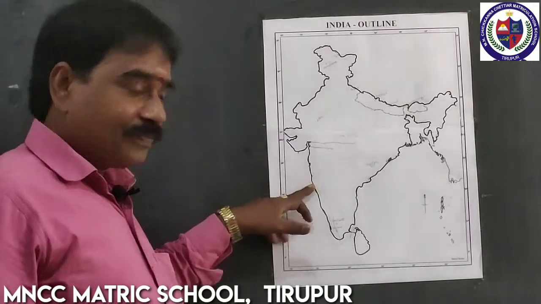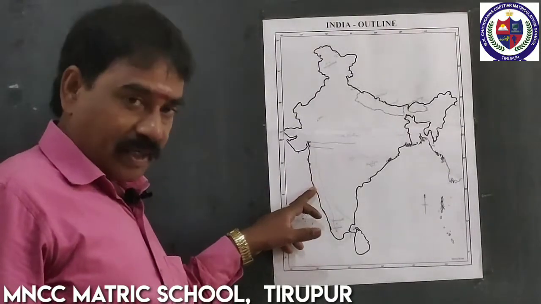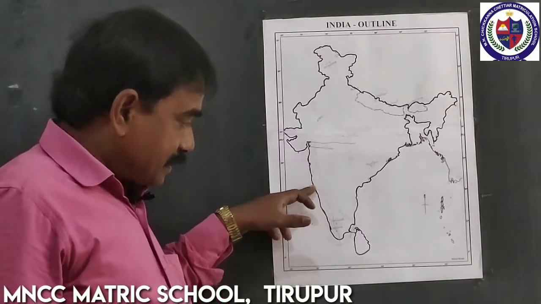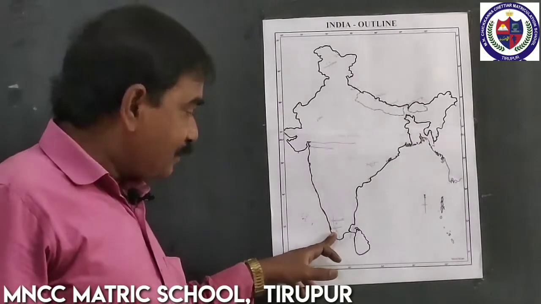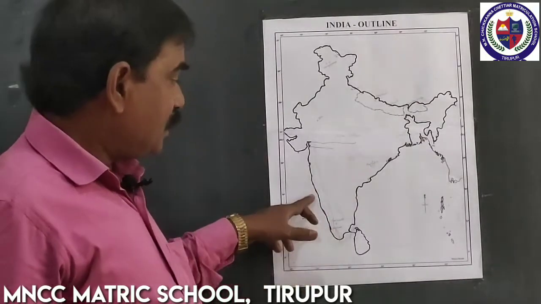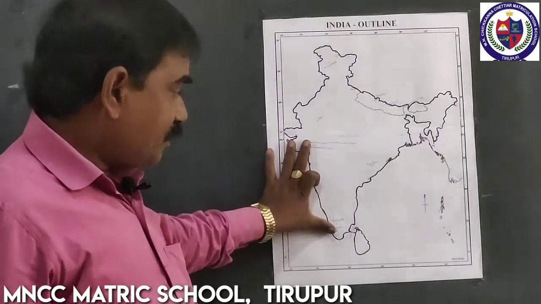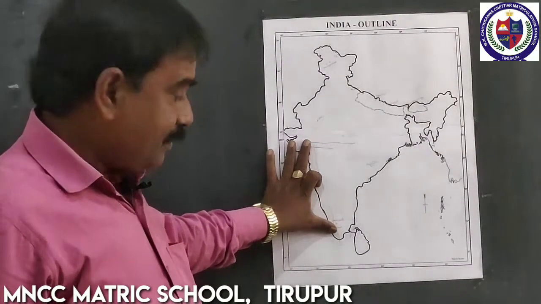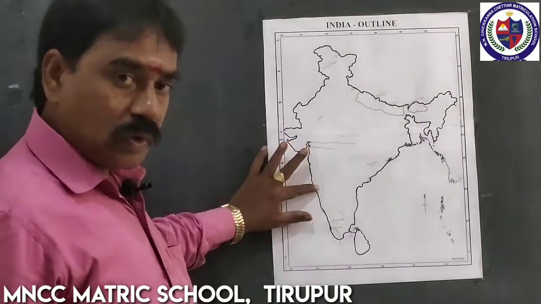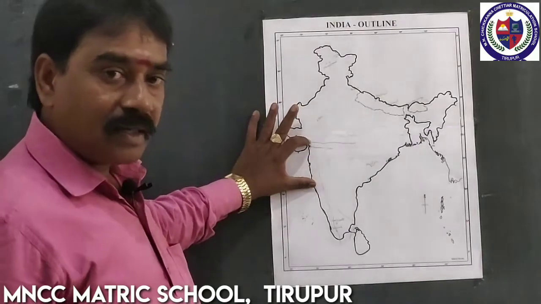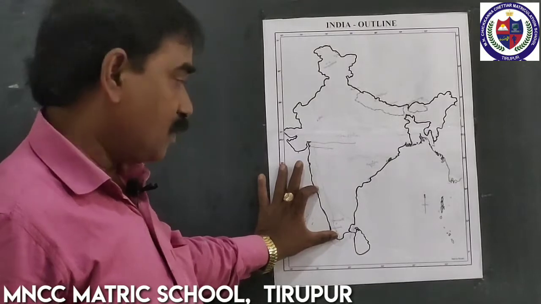Upper side of western coastal plain is called Konkan coast. The southern part of western coastal plain is called Malabar coast. Are you clear? This is western coastal plain. If we divide the western coastal plain by 2, the northern side is called Konkan coast. The southern side is called Malabar coast.